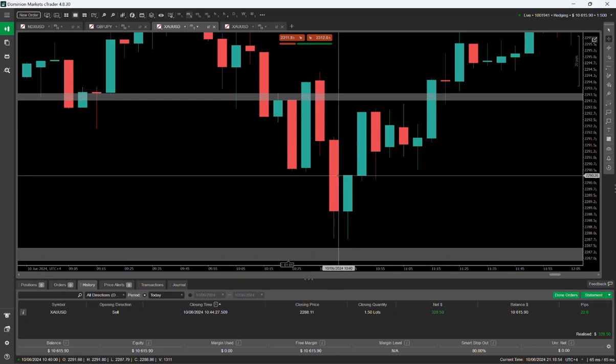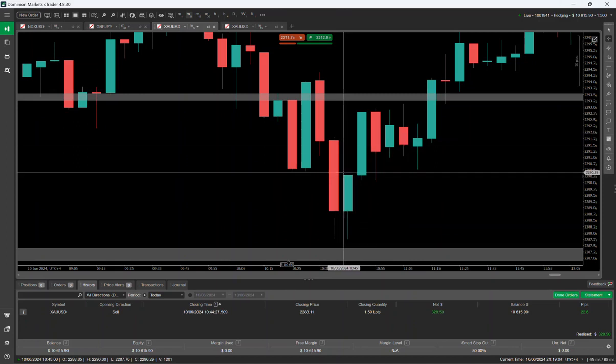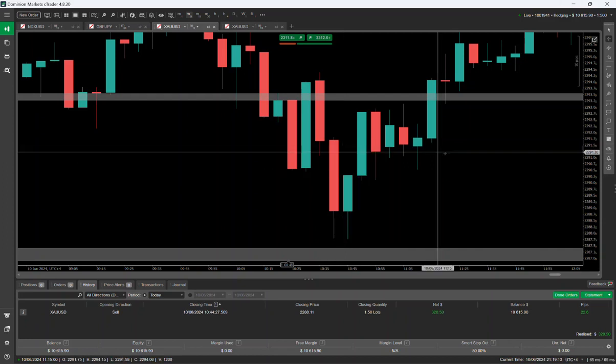I want to be safe because it's Monday, and the first trade of the week has to be a profitable trade. But if it would have gone in drawdown, I think I would have closed 50% as it went in drawdown. I would have closed 50%, but I guess we'll never know.